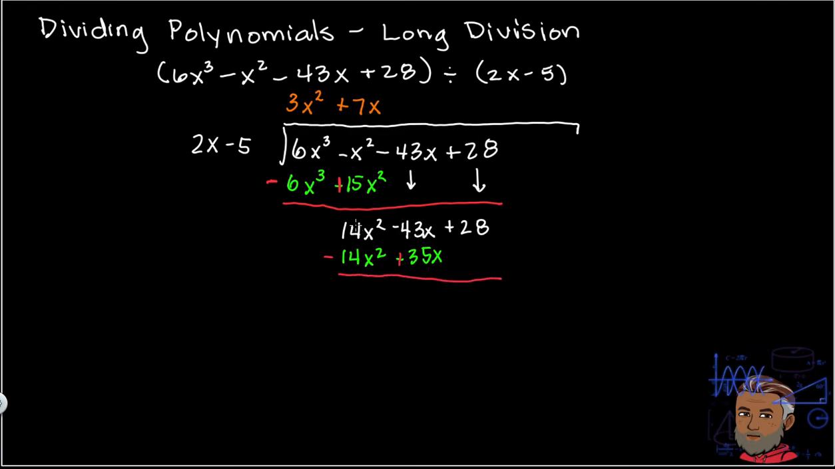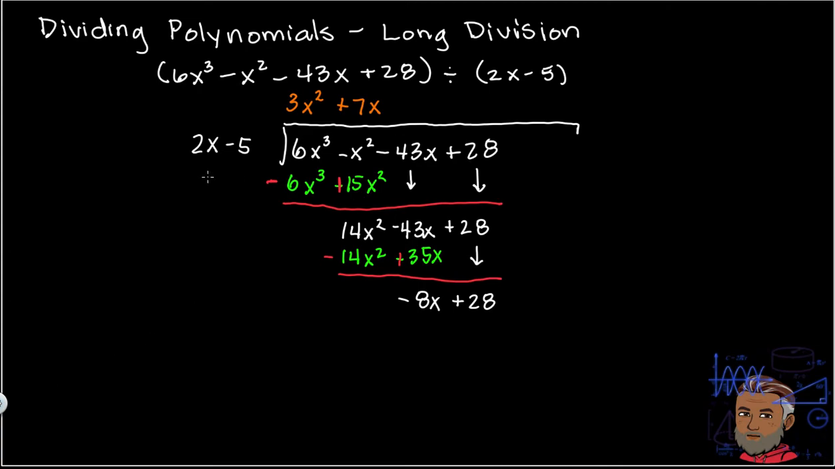So we're going to go ahead and subtract 14x squared and negative 14x squared. That cancels out. That's exactly what we want to see. The negative 43x and the 35x, that gives us negative 8x. So we have negative 8x right there. And then we bring down the 28. So we have plus 28. Nothing else to bring down. So we now go back to step 1 and do it all over again.